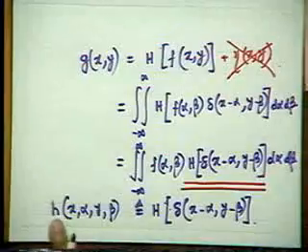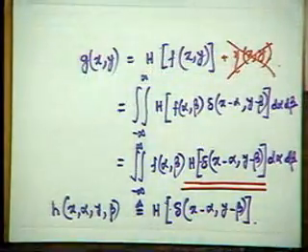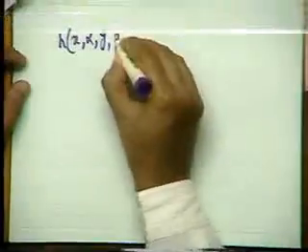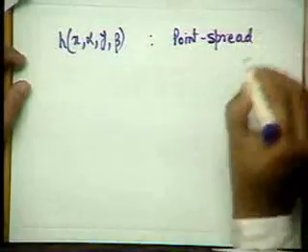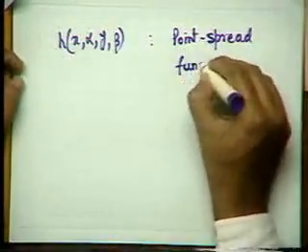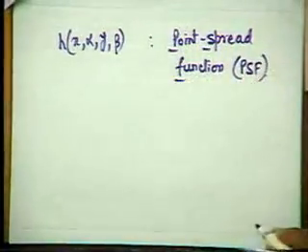Now in optics, what is this delta function? It's a point of light, and that is why this function h of x, alpha, y, beta is being described as what? You know it. It's being described as the point spread function, or PSF in short form. So h of x, alpha, y, beta is also described as a point spread function. If the impulse is the point function, then h of x, alpha, y, beta is nothing but the point spread function, or in short form PSF.